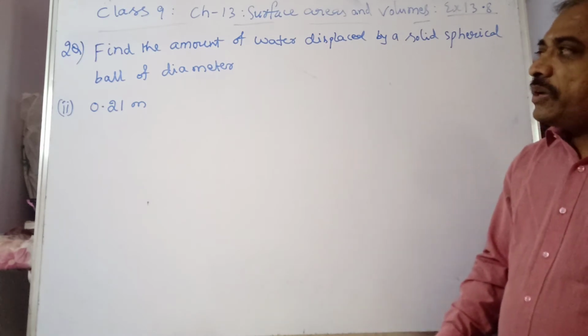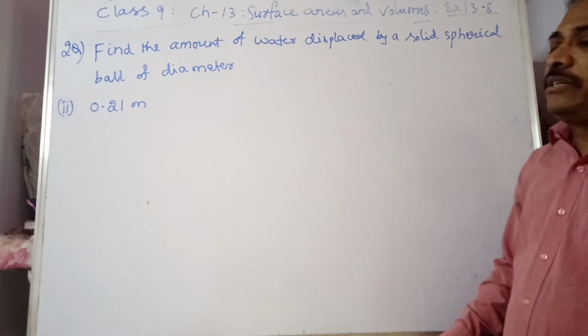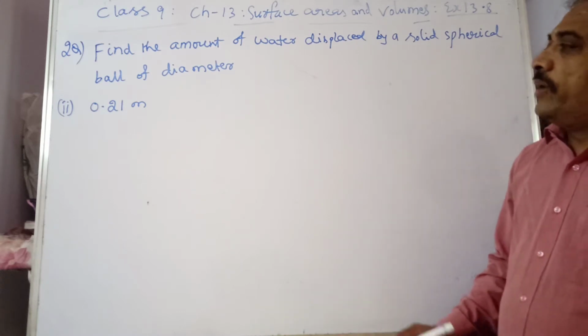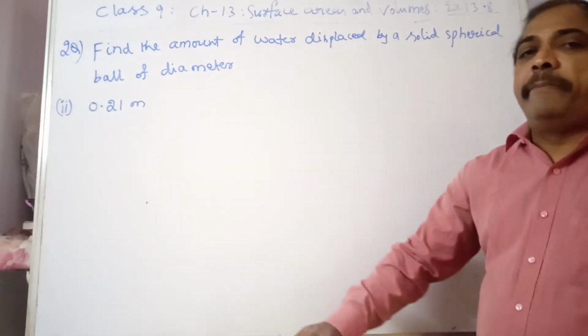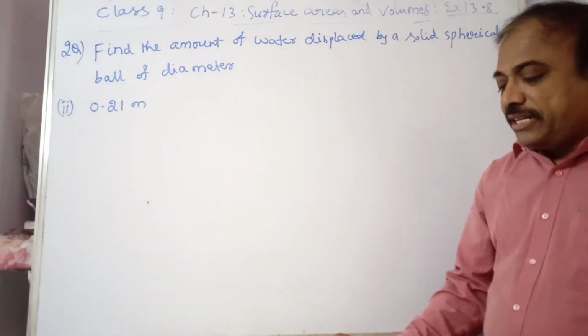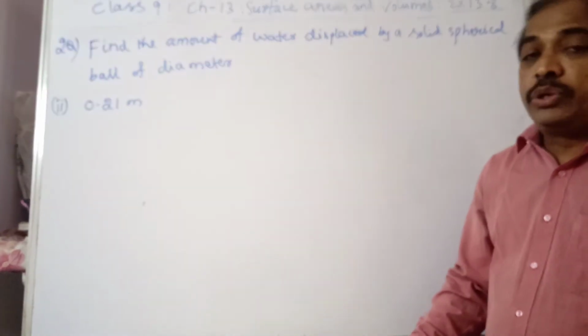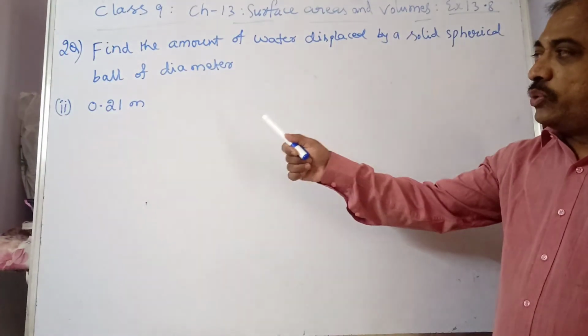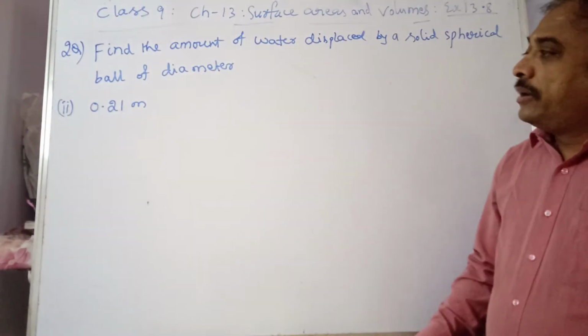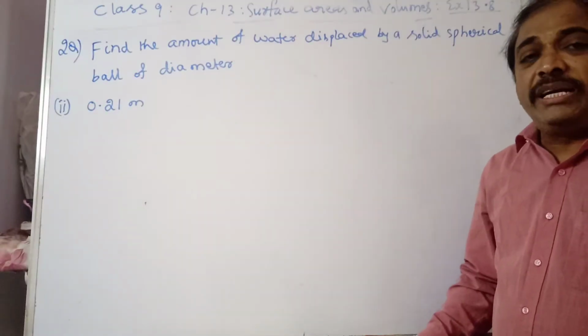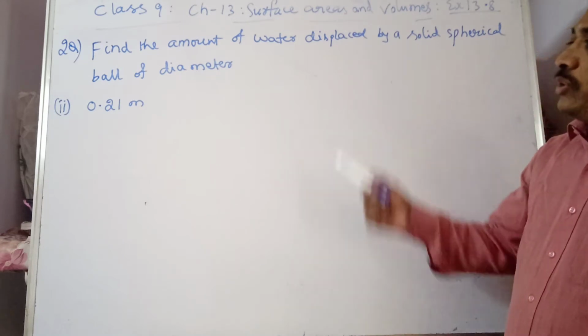13.8, question number 2. Find the amount of water displaced by a spherical ball of diameter 0.21 meter. A spherical ball is there, and the diameter is given as 0.21 meter. Observe it. Are you following? If you immerse that ball in any water glass or water bucket which is full of water, how much water will it displace?